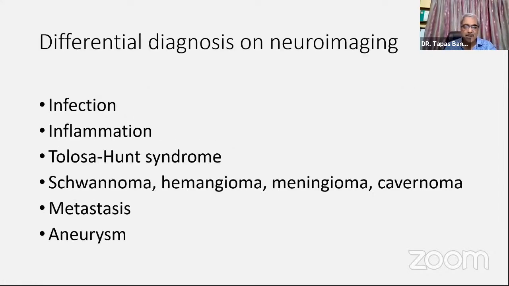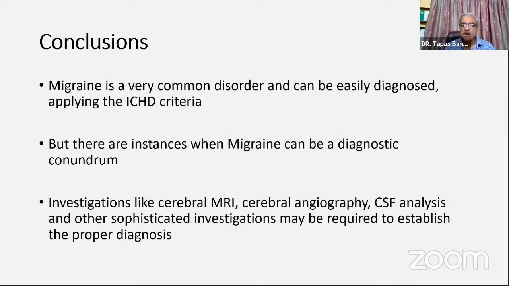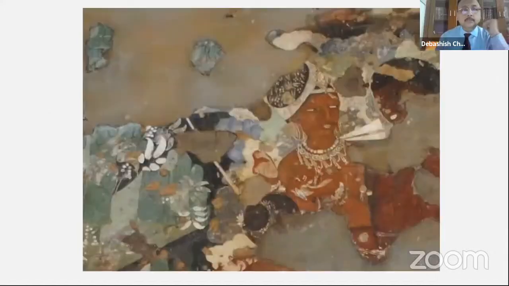These are also migraine mimics. The differentials include schwannoma, hemangioma, metastasis, aneurysm. So I conclude here: migraine can easily be diagnosed in most cases if you apply the ICHD-2 criteria, but there are occasions where migraine can be a diagnostic conundrum. We have to investigate them thoroughly with various investigative tools to establish the proper diagnosis. Thank you very much.